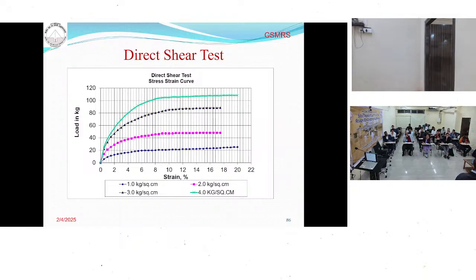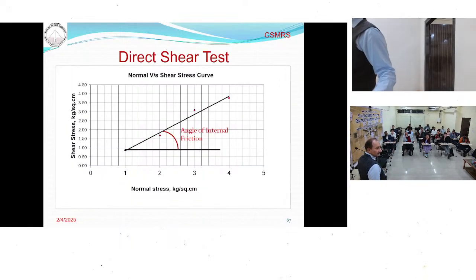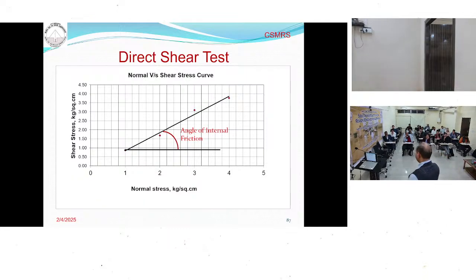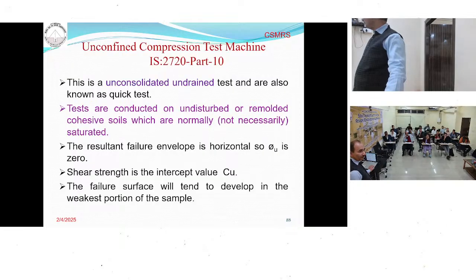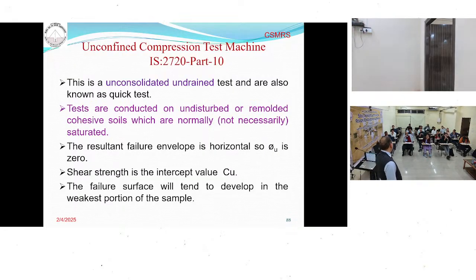This is the 1 kg normal load, this is the 2 kg normal load, this is 3 kg, this is 4 kg. From this curve, you determine the maximum shear stress at which the sample fails. Once you know the maximum shear stress, you plot the curve between the shear stress and the normal stress. Here, this will be the angle of friction. This is for sandy soil. In the case of clay soil, the line will cut like here, and this intercept will give the C value. It is a very quick test, and I think it can be conducted in 1 day.